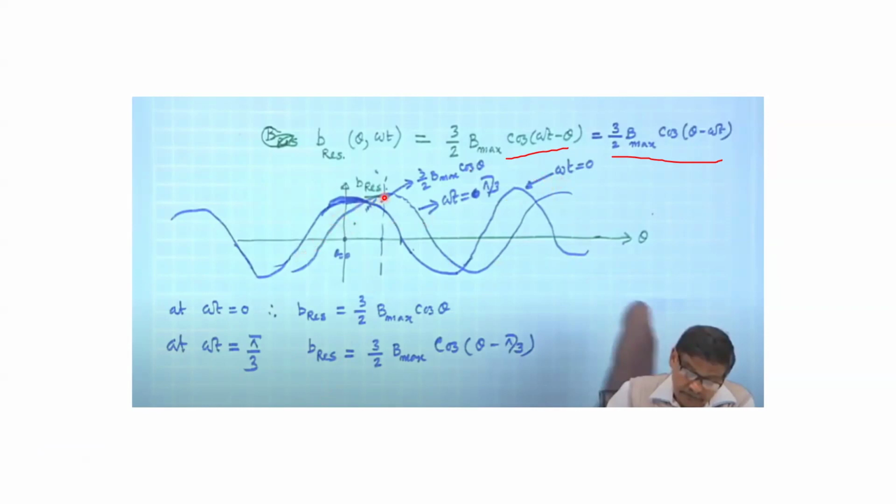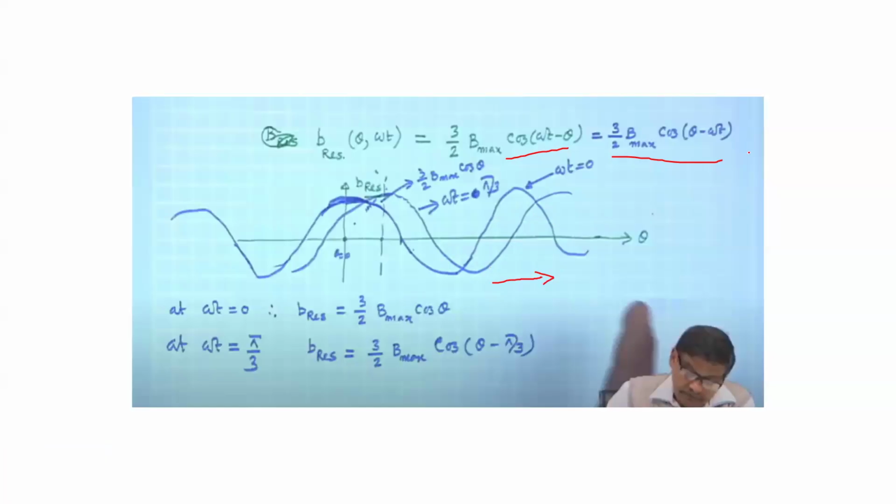Here, let us say at omega t equal to 0, you have this expression. At omega t equal to 0, this is 3 by 2 B max cos theta. Then suppose you make omega t as pi by 3. It gets shifted towards this side. You can see that it is getting shifted as you are changing omega t.